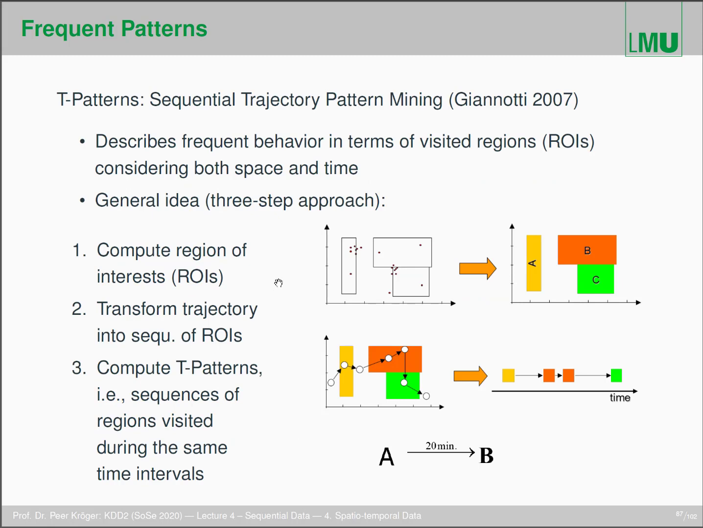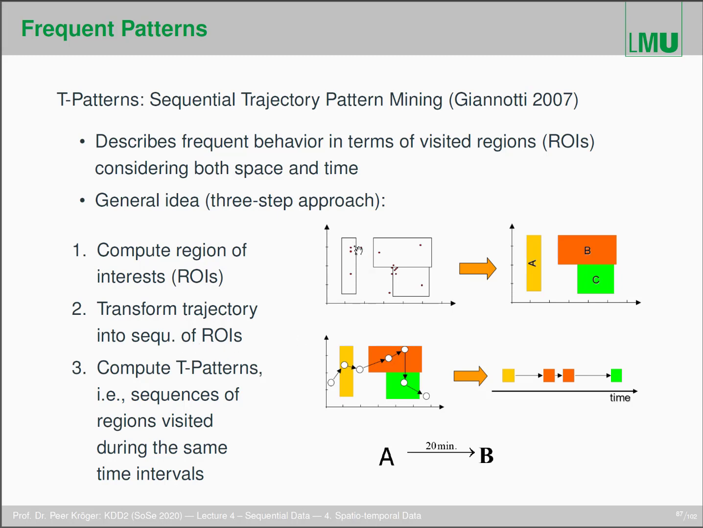Yeah, and then there are the so-called T-patterns, so sequential trajectory patterns, proposed also back in 2007. So in that case, the authors aim at describing frequent behavior in terms of regions of interest. So in terms of visited regions, and they want to consider both space and time now, not only space or not only time, so both space and time. And the whole thing is a three-step approach, so we just sketch it here. First of all, you try to compute regions of interest, the ROIs. Then you transform the trajectory into sequences of regions of interest.